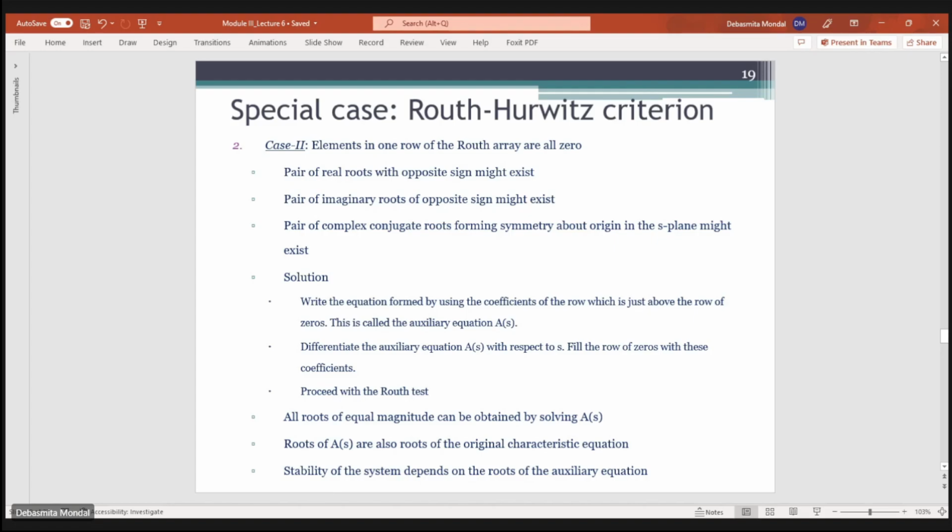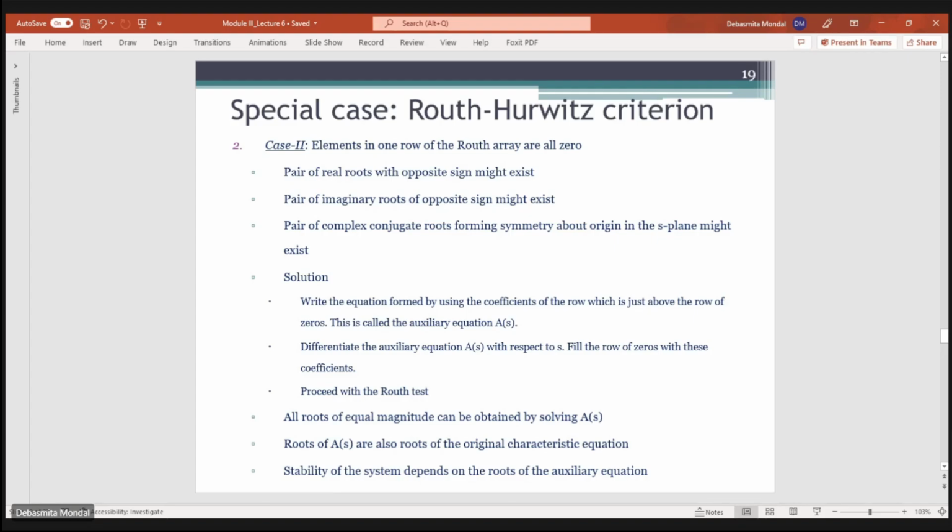So the moment you have an all zero row, you can conclude that the system will have either a pair of real roots with opposite sign, or a pair of imaginary roots with opposite sign, or a pair of complex conjugate roots. Okay, so how to deal with that kind of situation? You will form the Routh array and stop at the point where you have the all zero row.